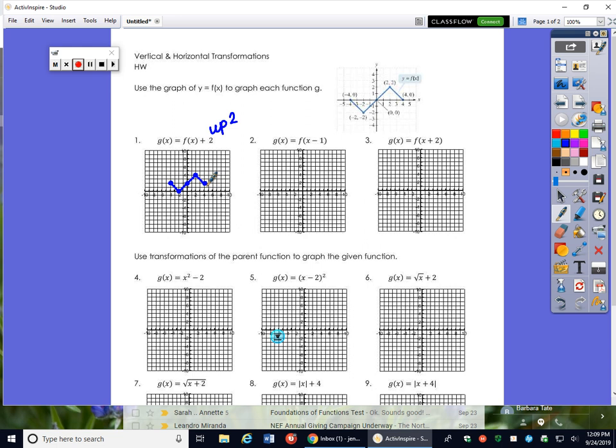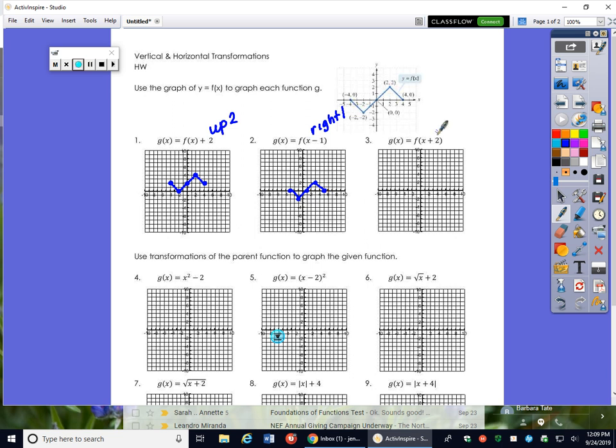Okay? In number 2, the inside of the function is being changed, so this is left or right, and it's the opposite of what you think. So you see -1 and you think it's going to go left, it's actually going right. So this is going to take this whole function and go right 1. So at -4, 0, you're going to go to the right 1. At -2, 2, you're going to go to the right 1. At 0, 0, right 1. At 2, 2, right 1. And at 4, 0, right 1. So it's taken this whole function and shifting it to the right.